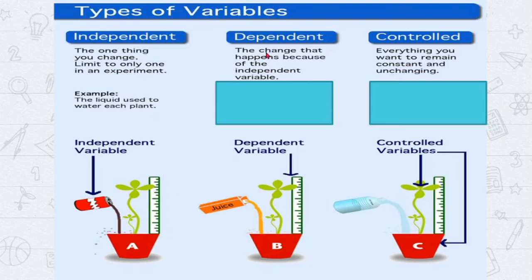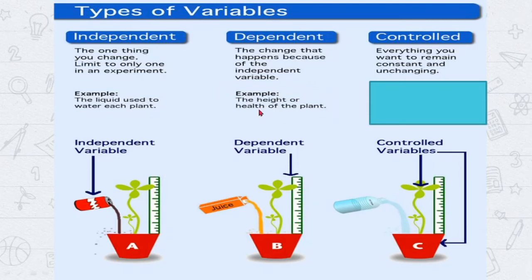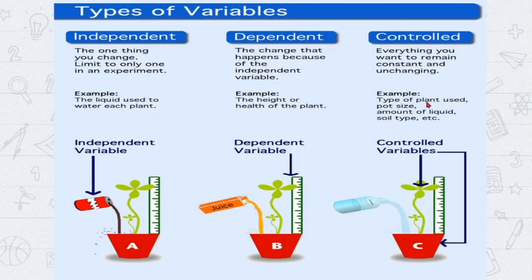The dependent variable is the change that happens because of the independent variable. So after applying the different liquids, what are we going to measure or observe? Obviously, the height or the health of the plant. And the control variable is everything you want to remain constant and unchanging. So other than the liquid used in watering each plant, the factors that we want to remain the same are the type of plant used, the pot size, the amount of liquid, the soil type, etc.